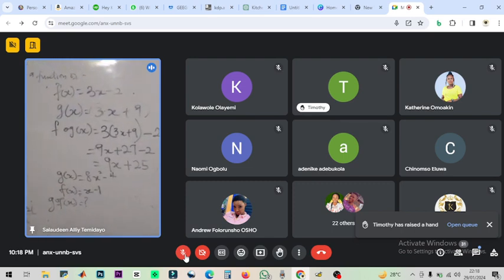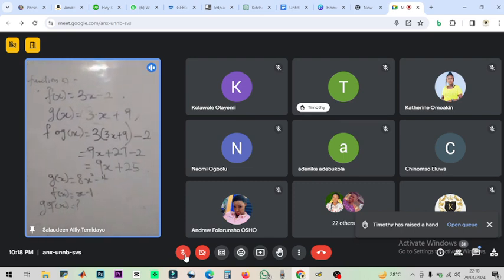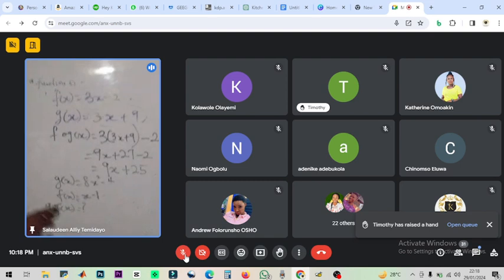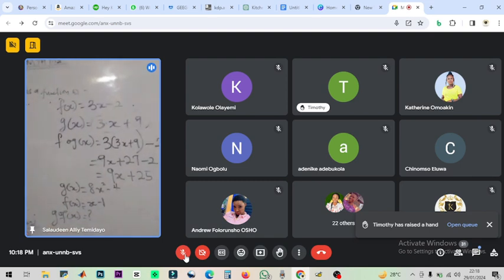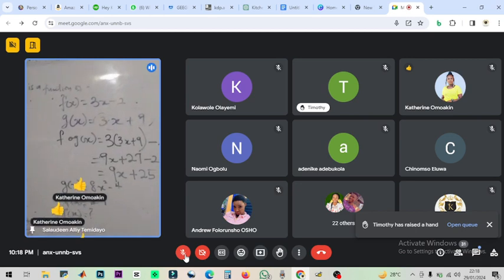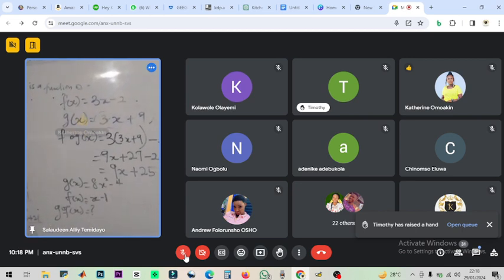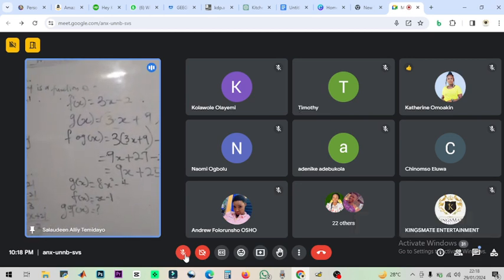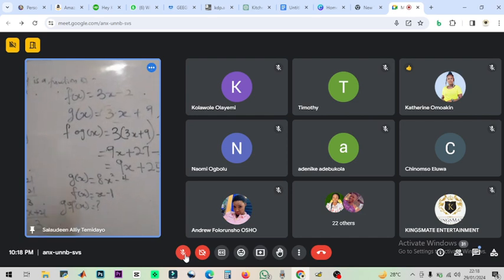Is there any progress about the question? I have g of x equals 8x squared minus 4, and f of x equals x minus 1. Find g of f of x. Does that mean you have understood it well?